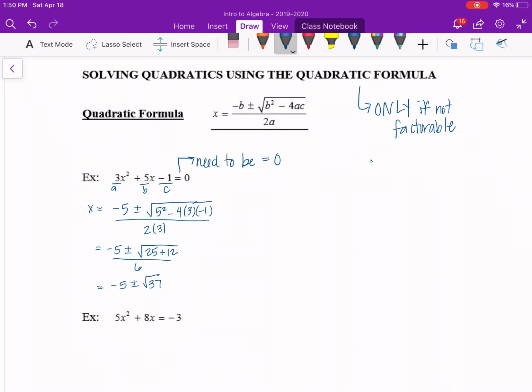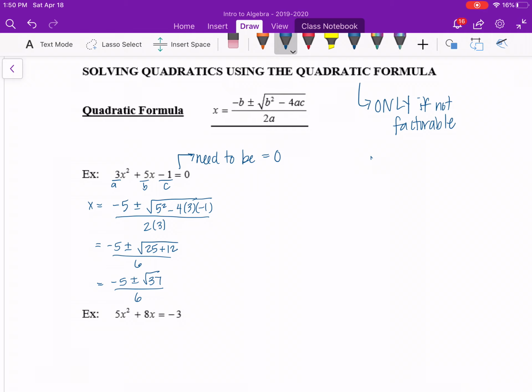Square root of 37. So sometimes the square roots we get are going to be simplifiable, and we'll need to do that. Sometimes there will be a GCF in the numerator that we will need to use to cancel with the denominator. But this is probably the most straightforward quadratic formula answer you're going to get.